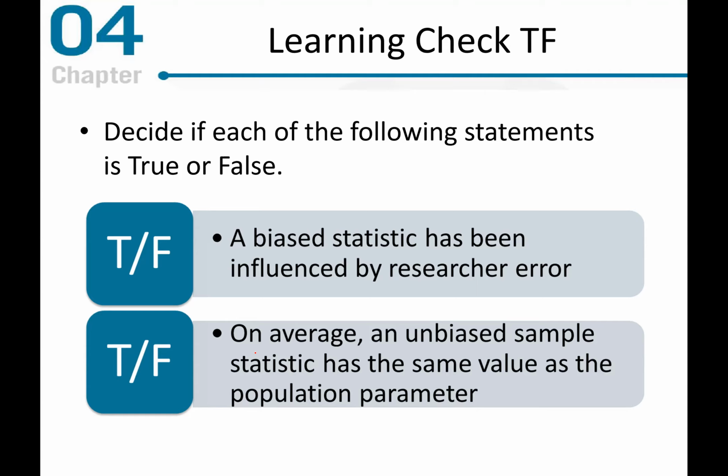All right. Second question, true or false? On average, an unbiased sample statistic has the same value as the population parameter. The key point of this is "on average." If we average all of the sample statistics, we are going to get the population parameter. It's going to be equal to the population parameter. So that is true.